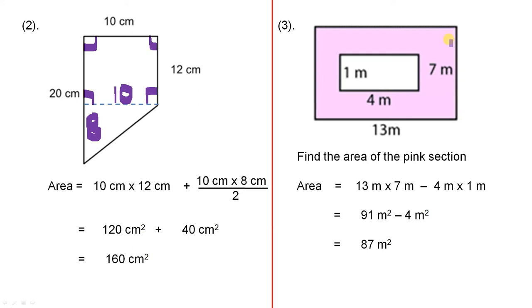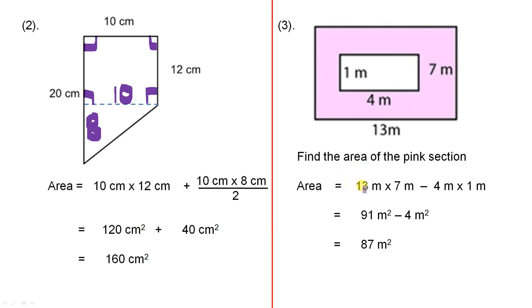Number 3, we have a large rectangle and then a smaller rectangle in the middle, and we have to find the area of the shaded pink section. So find the area of the pink section. We can see just by using common sense that the area will be the area of the large rectangle minus the area of the small rectangle.